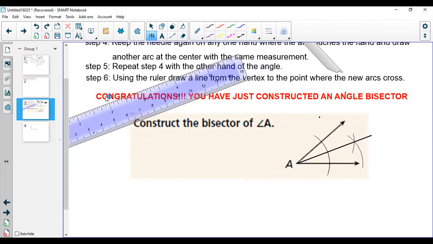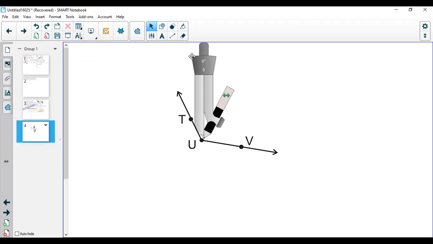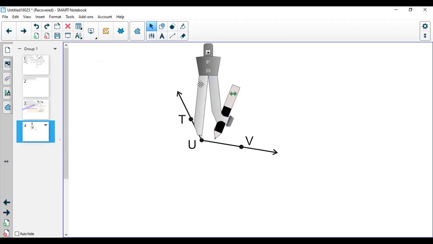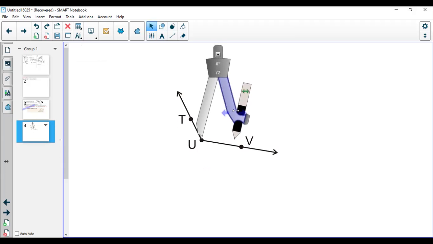I'll show you one more. How do you construct this? Construct the bisector for this. The first thing, take the compass. Where are you going to place it? You're going to place it right at the vertex here. Open the compass a bit, place it at the center, and open the compass about 2 centimeters, or it depends a bit.